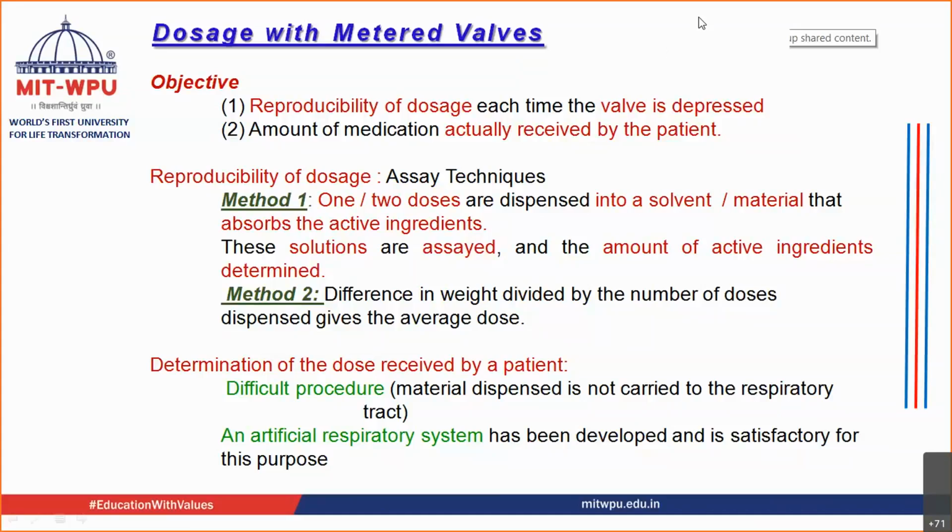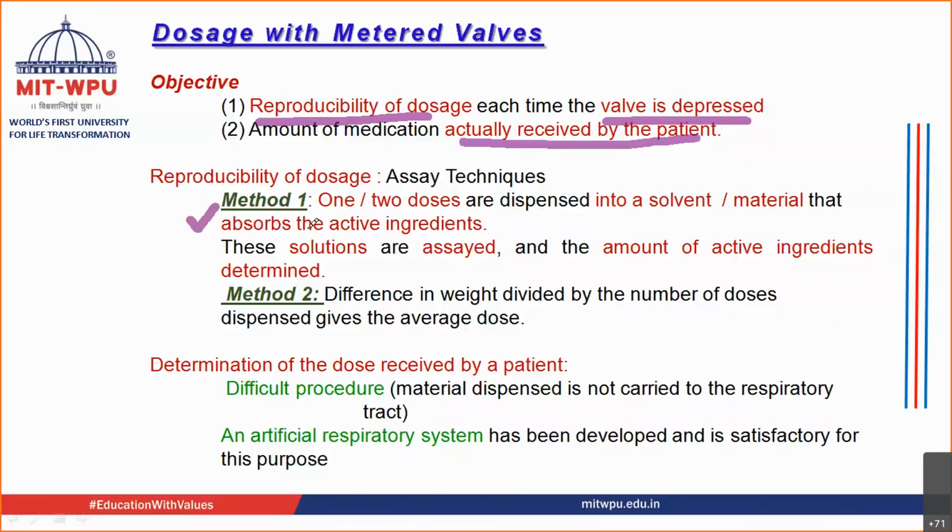So the objective is to see whether there is reproducibility of dosage each time the valve is pressed. Whenever you press the valve, is the same amount of material, the same dose, coming out or not? That you check. That is one of the objectives. The second objective is whether the amount of medication is actually received by the patient or not. You want this medication to go to a certain part, isn't it? Whether that amount of material is reaching that certain part or not is also checked with this test.